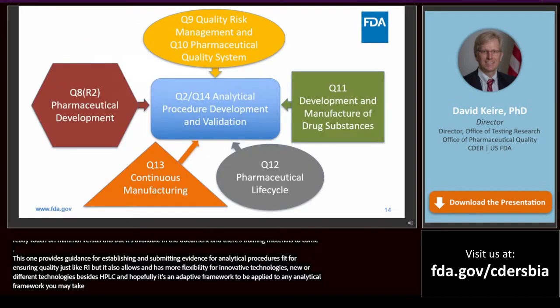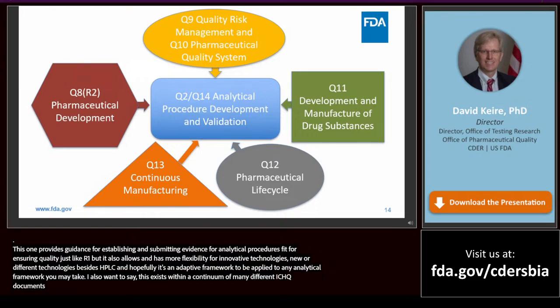I also want to say that Q2 and Q14 exist within a continuum of many different ICH Q quality documents, and we pulled from many of them in the process of putting together the manuscripts. And I just point out a few of them here.